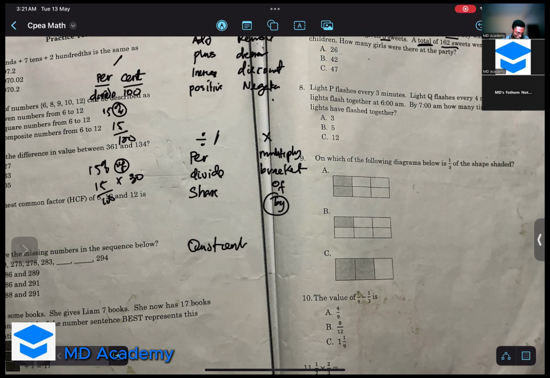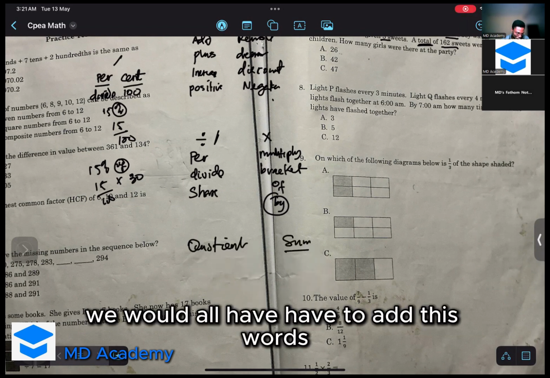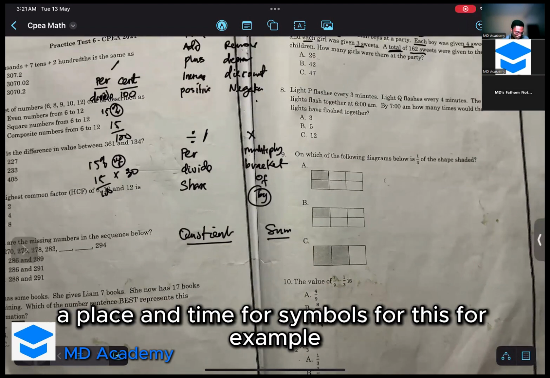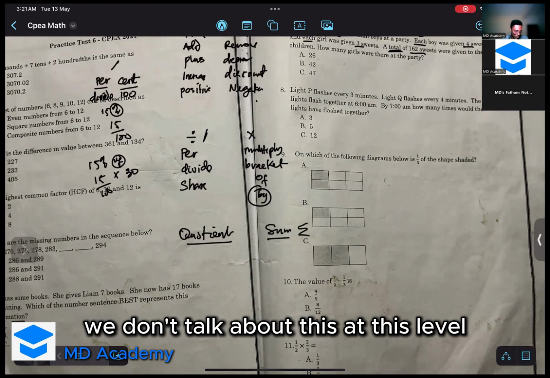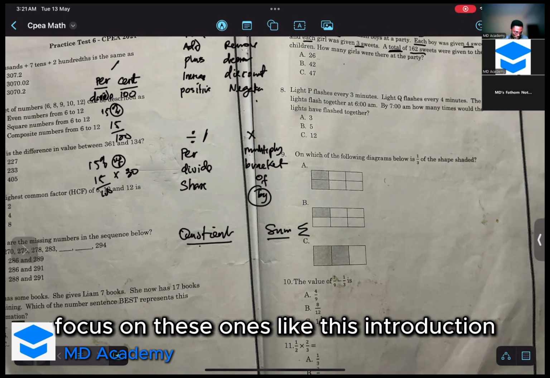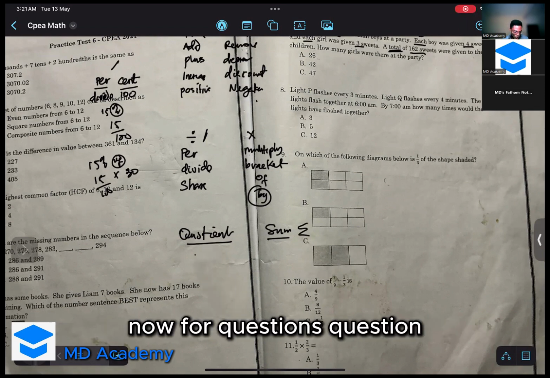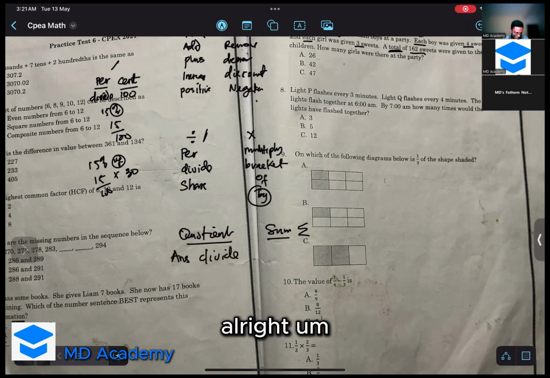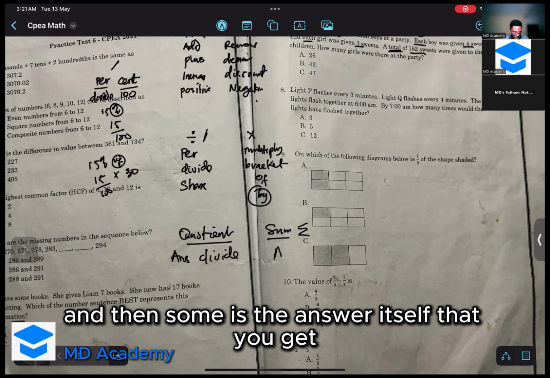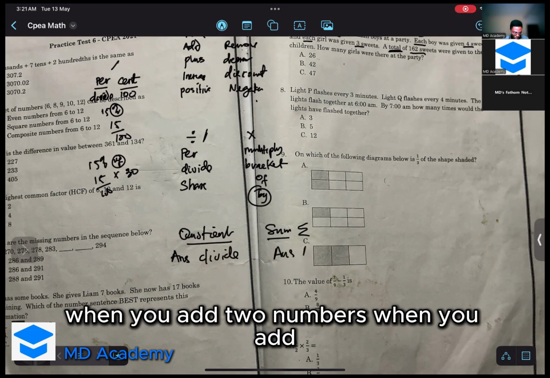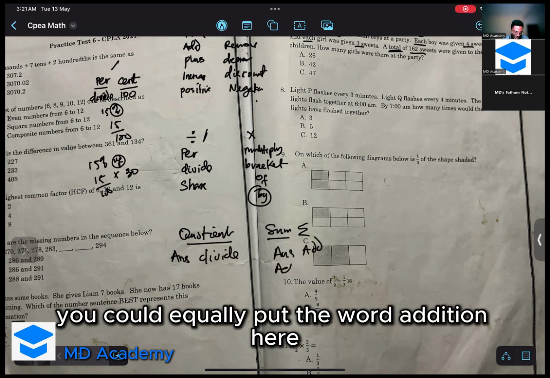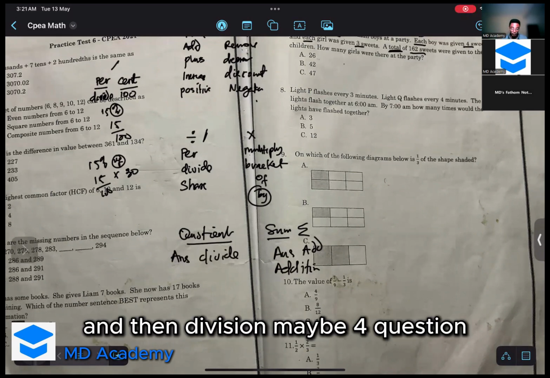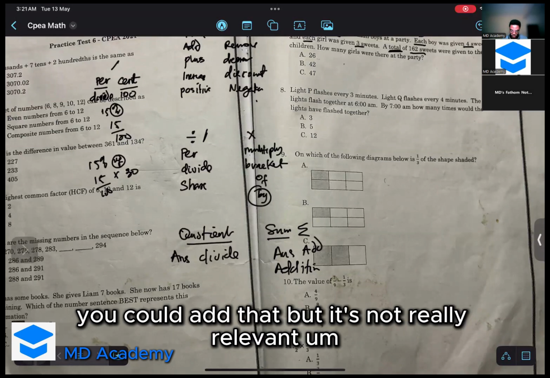So you have quotient and then you equally have sum. Yes, we would all have to add this word. Now, these are not symbols. They have symbols for them, but this is not the place and time for symbols for this. For example, we don't talk about this at this grade level. Focus on these ones at least introductory. Now, quotient is the answer that you get when you divide two numbers. And then sum is the answer that you get when you add two numbers. When you add, you could equally put the word addition here rather than add, because add just means plus.